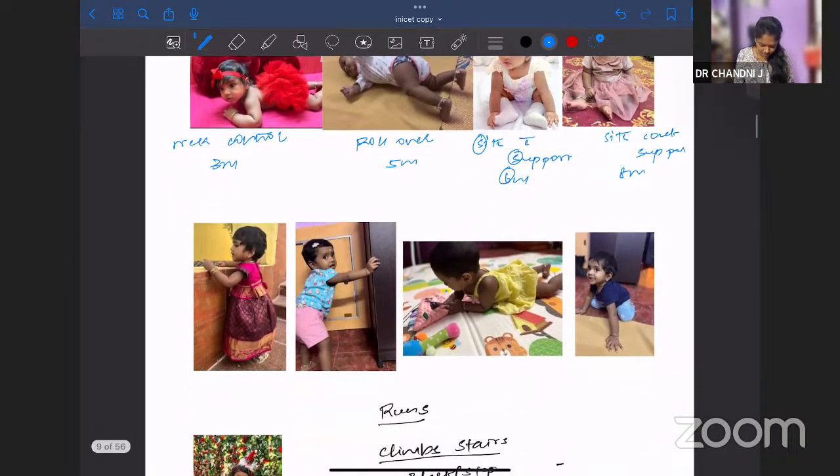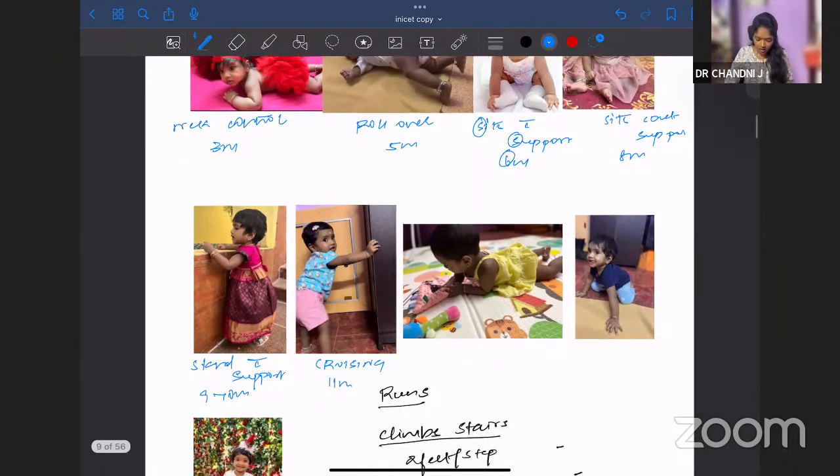Okay. So after sitting without support, the baby should start standing. So see, the baby is standing with support. Standing with support around 9 to 10 months. What is this? Baby is holding on to furniture and trying to walk. That is called cruising. What is cruising? Holding on to furniture and trying to walk. So cruising around 11 months.